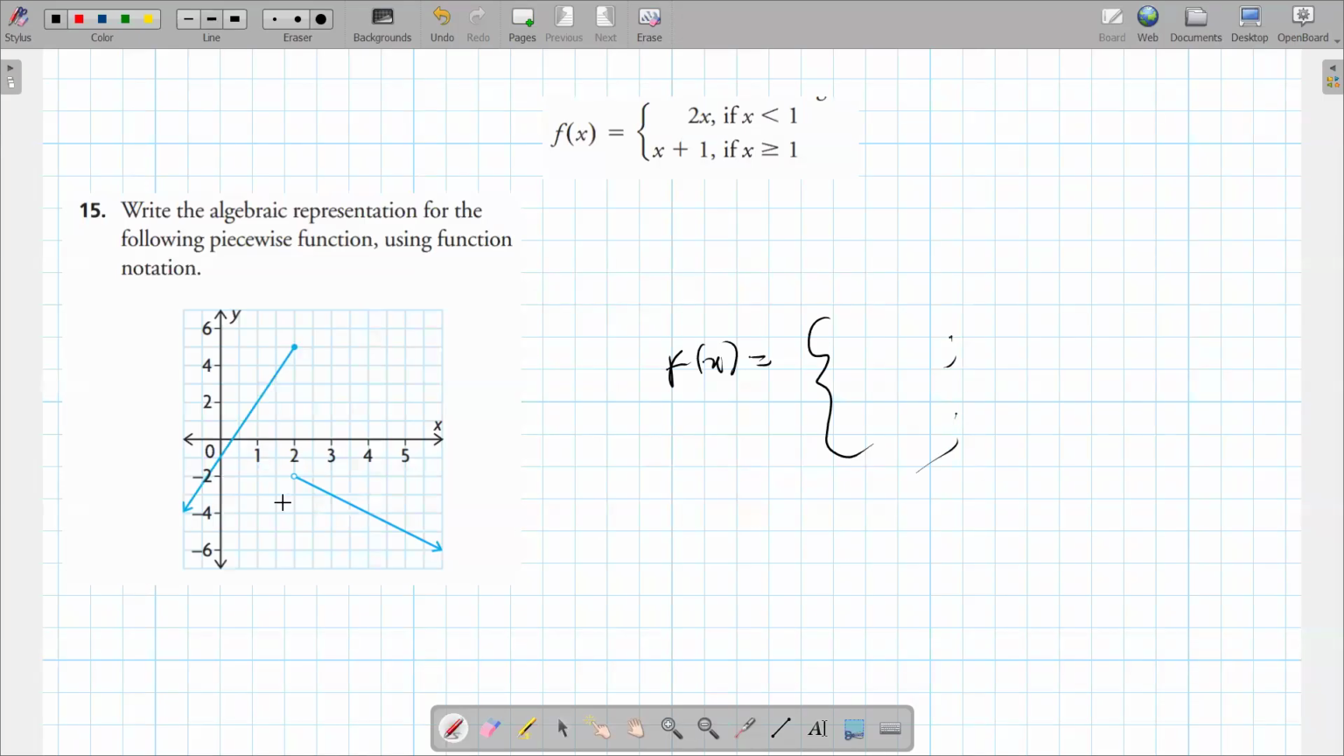What's the x value of interest? Where do the two curves kind of meet? 2. So both of these are going to be, if x is less than or equal to 1 for the first one. Less than or equal to because it's going left, and equal to because of that closed circle. Yeah? What about the next one? What's the bound for the next one? If x is what? Greater than 2. Not 1, 2.